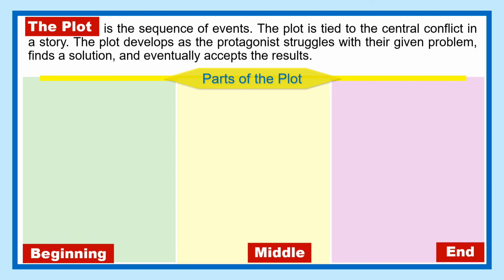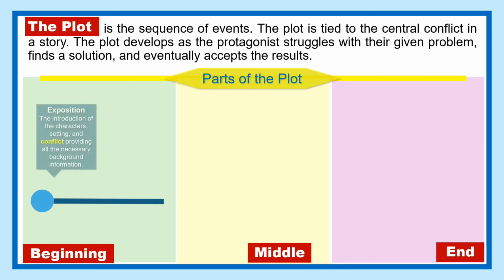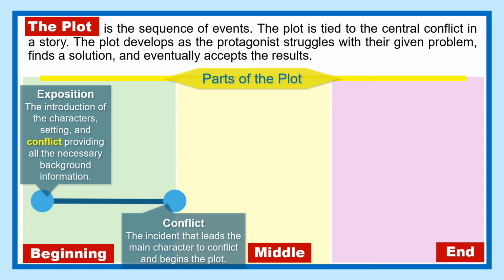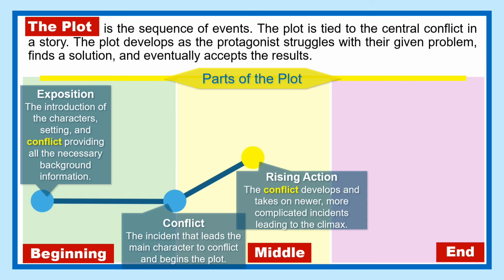In the beginning portion, you are going to find the first part, which is the exposition, the introduction of the characters, setting, and conflict, providing all the necessary background information. It is followed by the conflict, the incident that leads the main character to conflict and begins the plot. Then you have the rising action. The conflict develops and takes on newer, more complicated incidents leading to the climax.